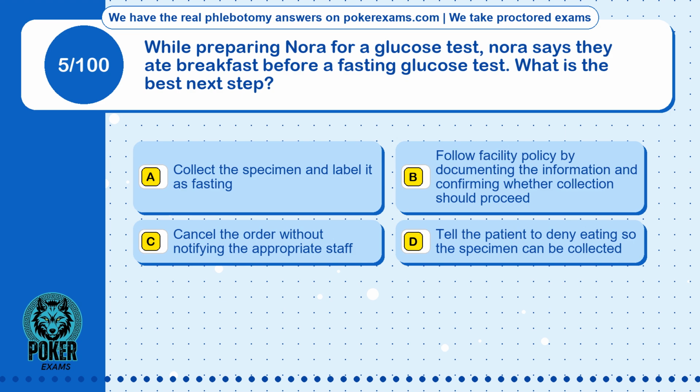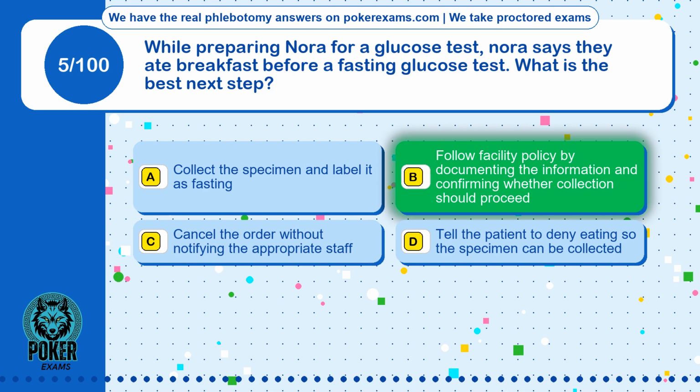Question 5. While preparing Nora for a glucose test, Nora says they ate breakfast before a fasting glucose test. What is the best next step? Option A. Collect the specimen and label it as fasting. Option B. Follow facility policy by documenting the information and confirming whether collection should proceed. Option C. Cancel the order without notifying the appropriate staff. Option D. Tell the patient to deny eating so the specimen can be collected.